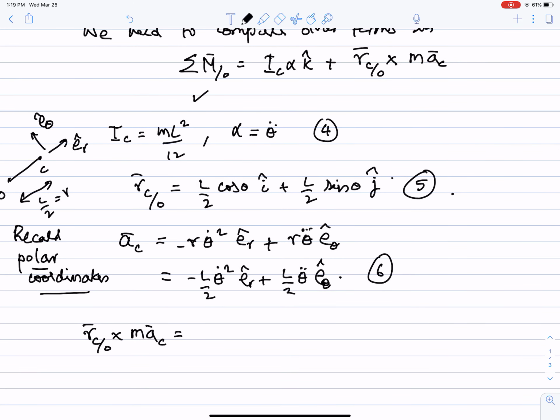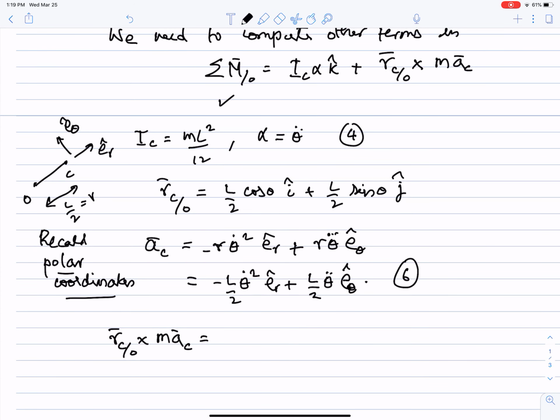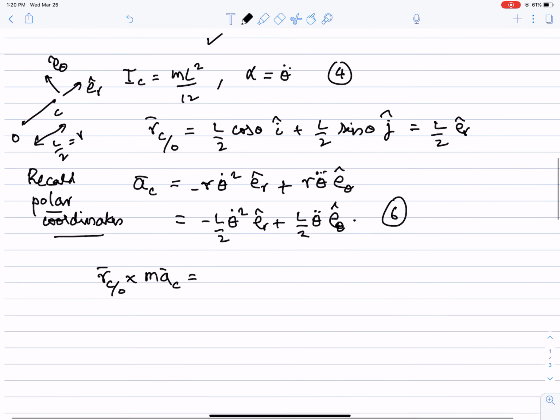Okay, R_C with respect to O, we've written it in this form in terms of I and J, but because we are going to take cross products with something written in polar coordinates, we might actually write this in polar coordinates more conveniently. So let's do that. What is that? R_C with respect to O in polar coordinates is just L over 2 times e_r, right? So it's just L over 2 times e_r.